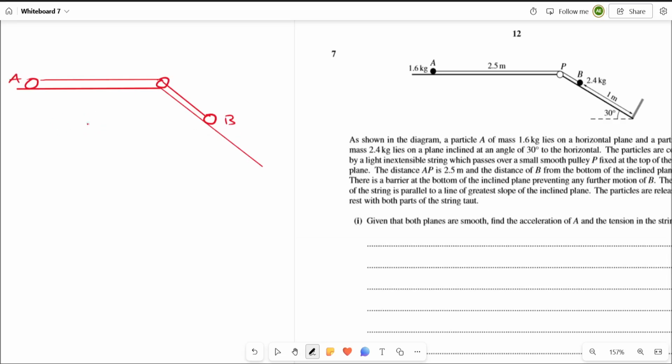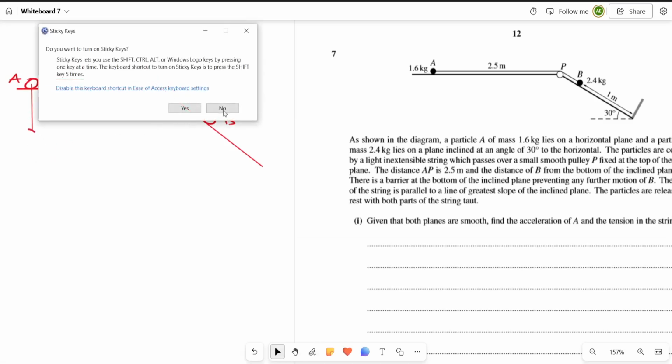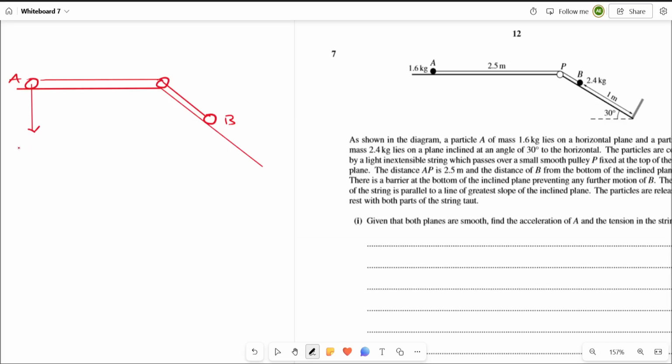Let's draw the free body diagram for A. So what are the forces acting on A? I'll have the weight acting straight down, and it's going to be of magnitude mass times G, 1.6 G. For Cambridge, you take G as 10 meters per second squared. This is a Cambridge question, so we're going to take it like this. If you're doing Edexcel, it's 9.81.